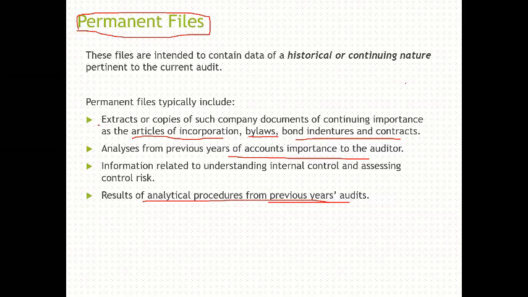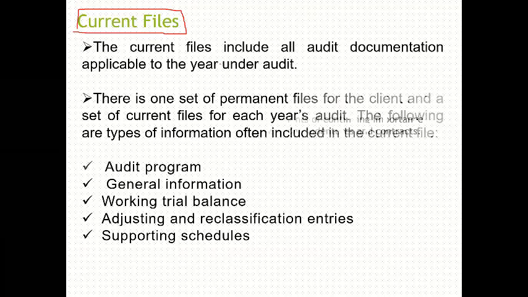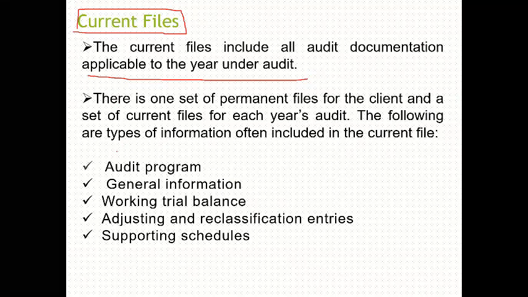Okay, very good. The other type of file is the current files. The current files include all audit documentation applicable to the year under audit. This is the information that you are going to collect within the current year. What information is to be included? The audit program that you have designed that year, and general information about the company.